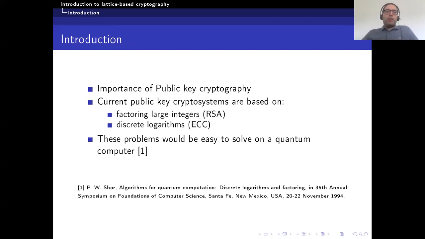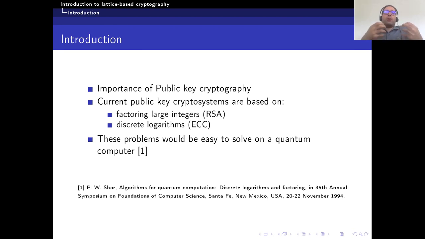The current public key crypto systems that we use every day in our applications are based on some hard problems, including factoring large integers or discrete logarithm. I know that you reviewed these algorithms, these schemes, during this class. In RSA, for example, the hard problem is factoring large integers. We choose two very large prime numbers, and then we compute the product between them. However, this function will be a one-way function.